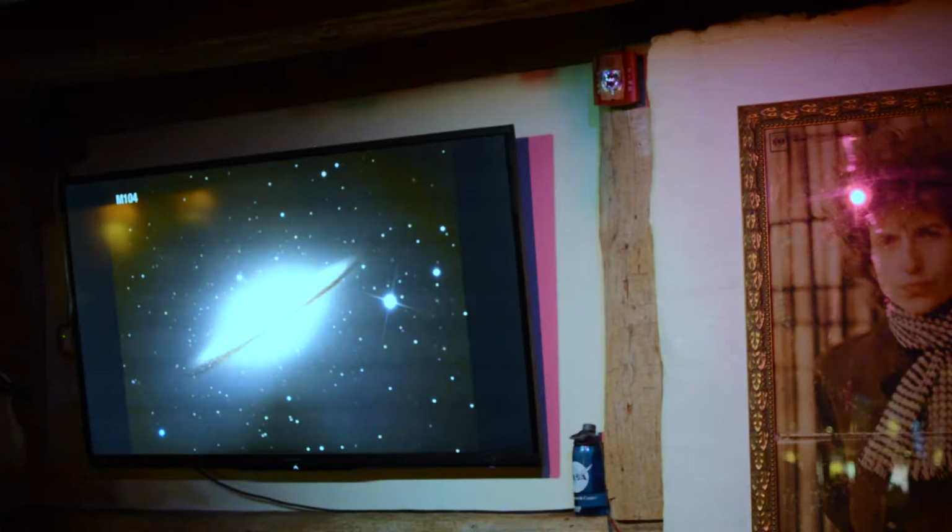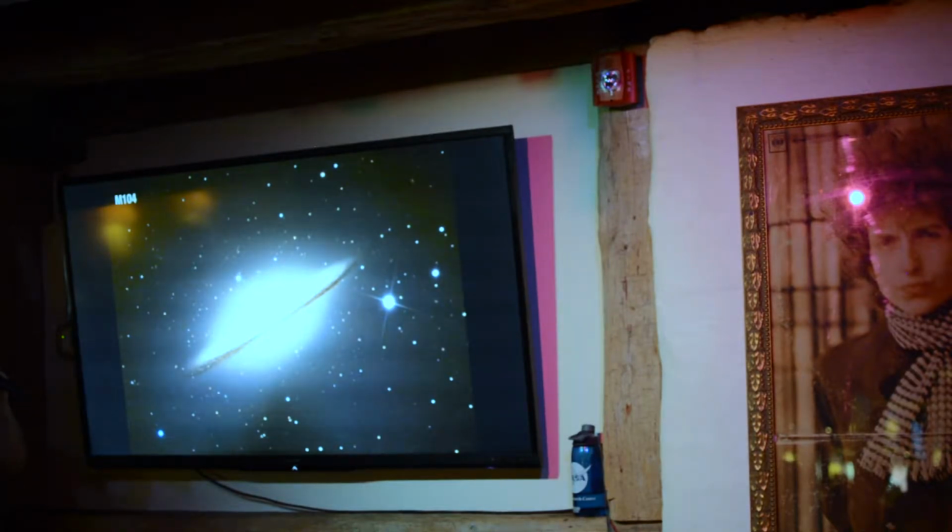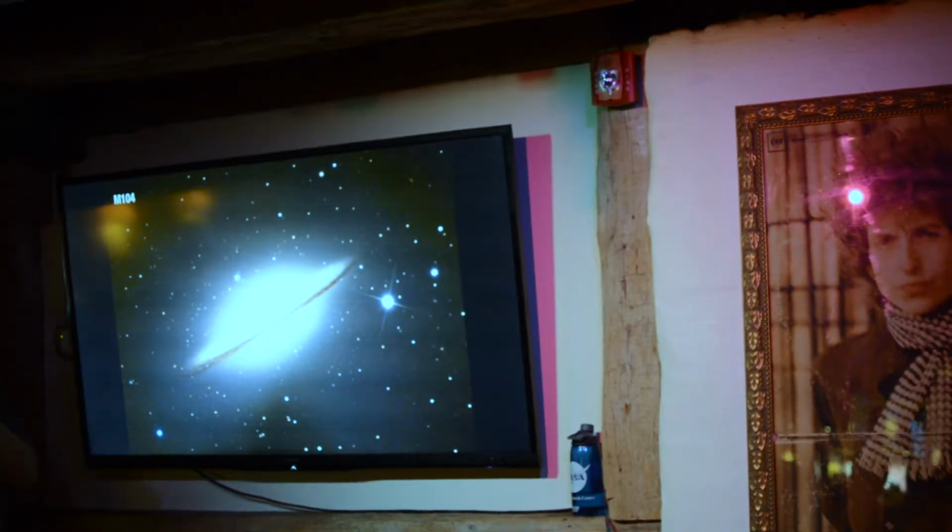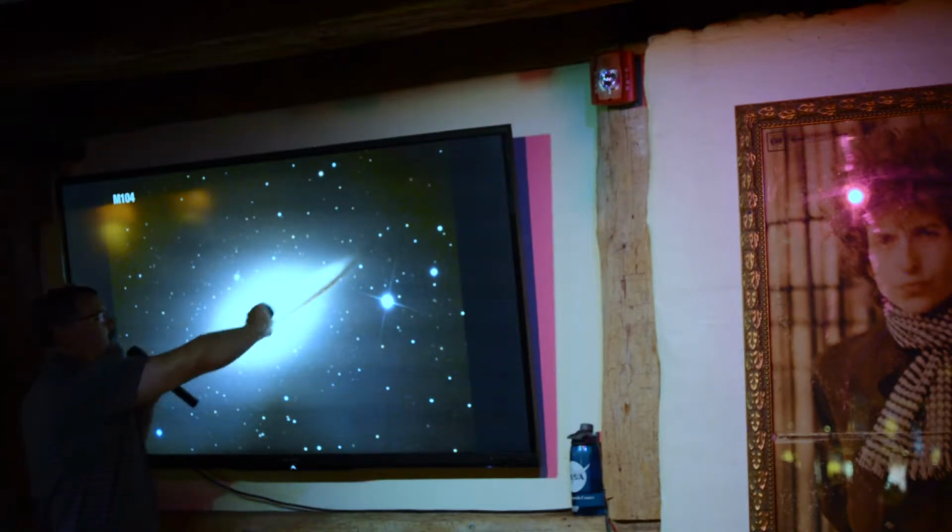So here's a favorite of a lot of folks who like to look at galaxies. This is called the Sombrero Galaxy. We're seeing this one edge on. So this is the edge of that flat disk.